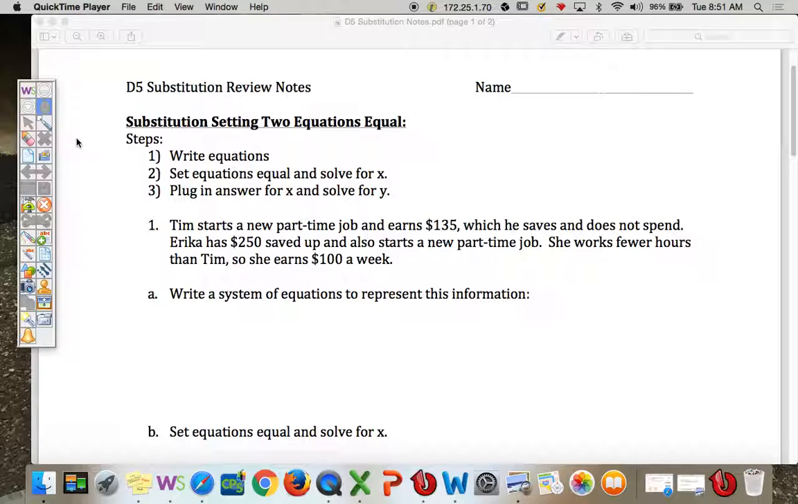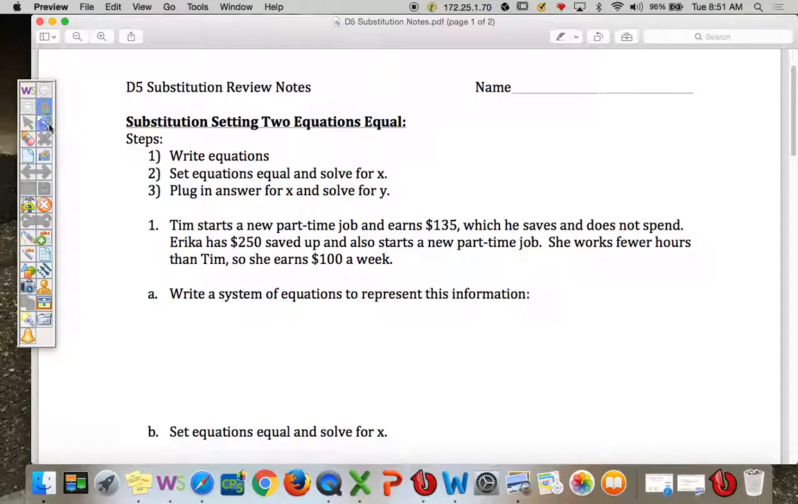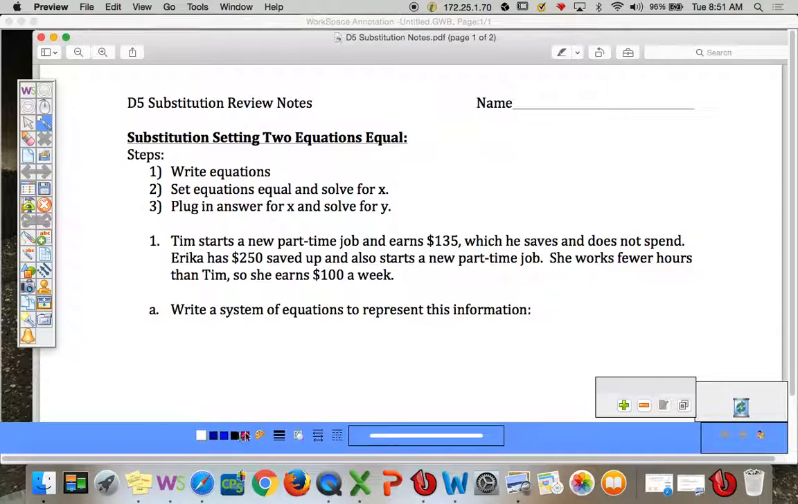Number one, Tim starts a new part-time job and he earns $135, which he saves and does not spend. All right, so I'm going to underline the important information. Erica has $250 saved up, and she also starts a new part-time job. She works fewer hours than Tim, so she earns $100 a week. And so I'm going to say that Tim also earns $135 a week.